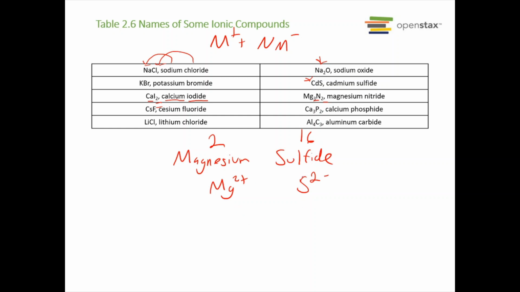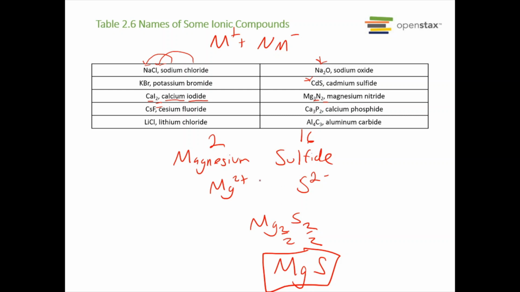Now I have to combine these. If you were to do the crisscross, you would get Mg2S2. However, this is not correct because we have to make sure that these subscripts are the lowest possible amount. You can divide both of these by 2. So we can instead just say MgS. And that's how you would approach one of those problems.